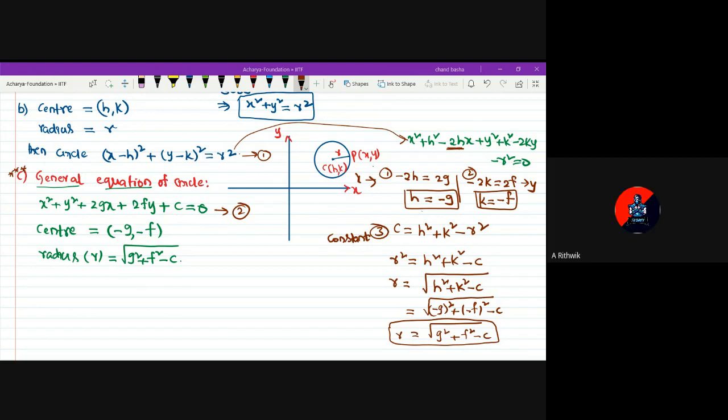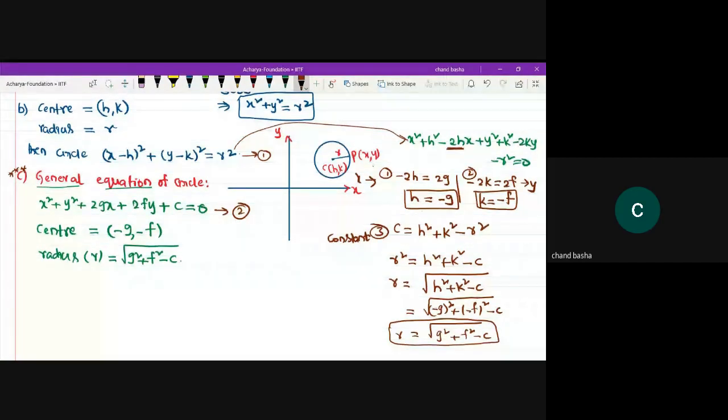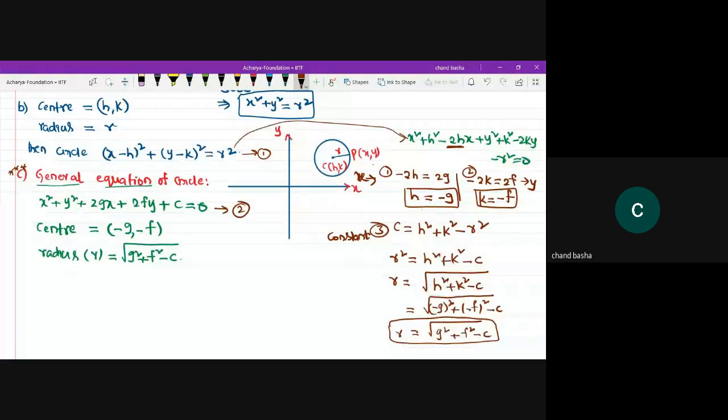Sir, I have a doubt. I'll come to you, Ritvik. Sir, why is minus 2h equal to 2g? That is what I am telling. I am comparing the coefficients of x. What are the coefficients of x here? Minus 2h. What is the coefficient of x in equation number 2? It is 2g. Similarly, the y coefficient here is minus 2k and the y coefficient there is 2f. 2 cancels. I'll get k is equal to minus f.